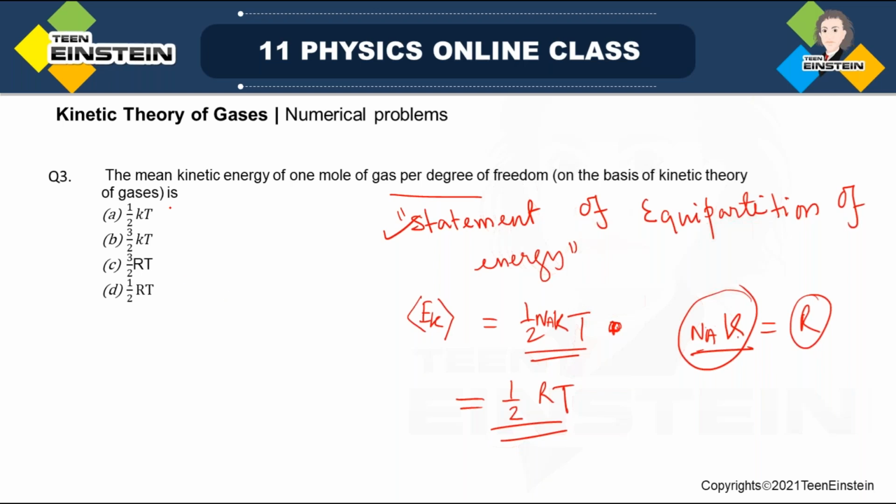See, you might be confused. Half kT is not the answer. You have to remember this will be half RT, because here it is 1 mole of gas. Mean kinetic energy of 1 mole of gas has been asked per degree of freedom, not for a molecule. If it were for a molecule, then half kT. So this is what I need to say over here.